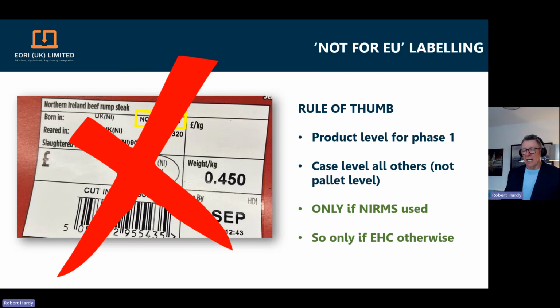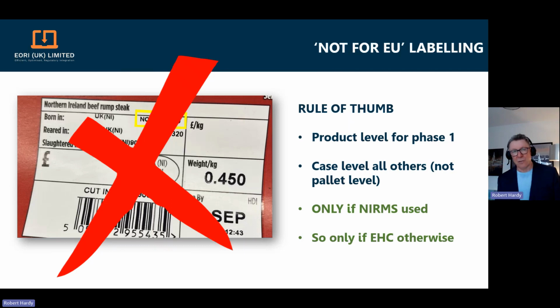So, rule of thumb, product level for phase 1, which is the list, case level for all others, not pallet level. Must be case level. If you want to put a label on a pallet, do that, but it's not acceptable. You might just need it for reference, or the retailer might want it, but from a process point of view, it's not enough. So it's either product level or case level, only if you're using NERMs.